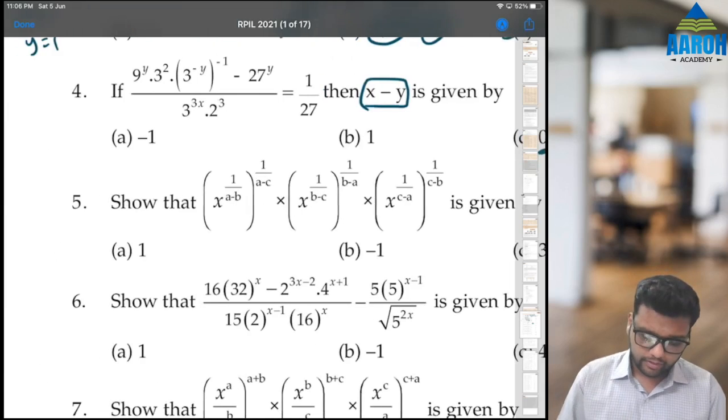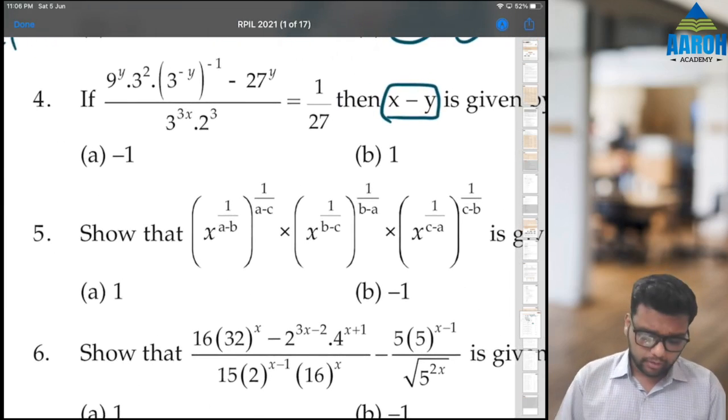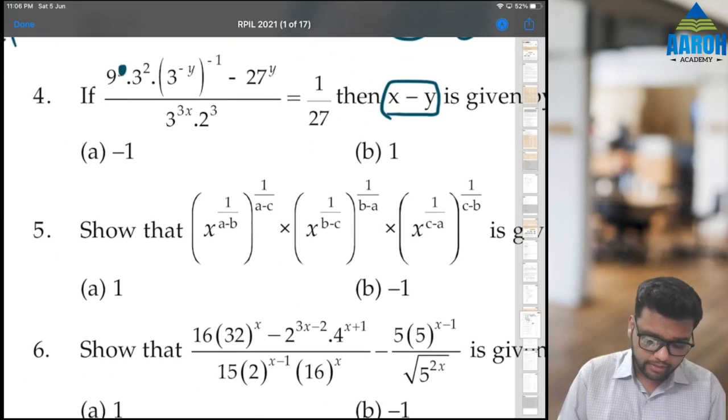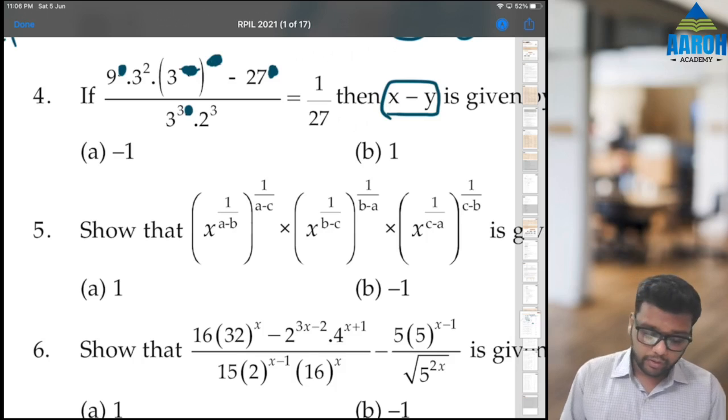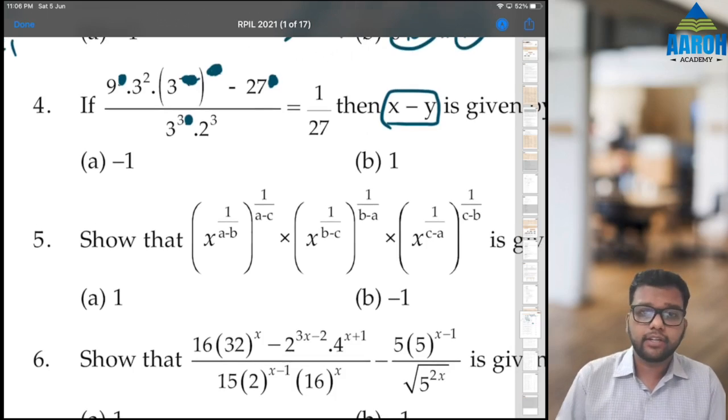X and y is 1. So let's try. X is 1, y is also 1. So this will become 9 raised to 1, that is 9. 3 square. 3 raised to minus 1, that is nothing but 3. Minus 27 raised to 1 is 27. 3 raised to 3x is 3 raised to 3, into 2 cube is 8, is equal to 1 by 27. So let's check this on calculator.